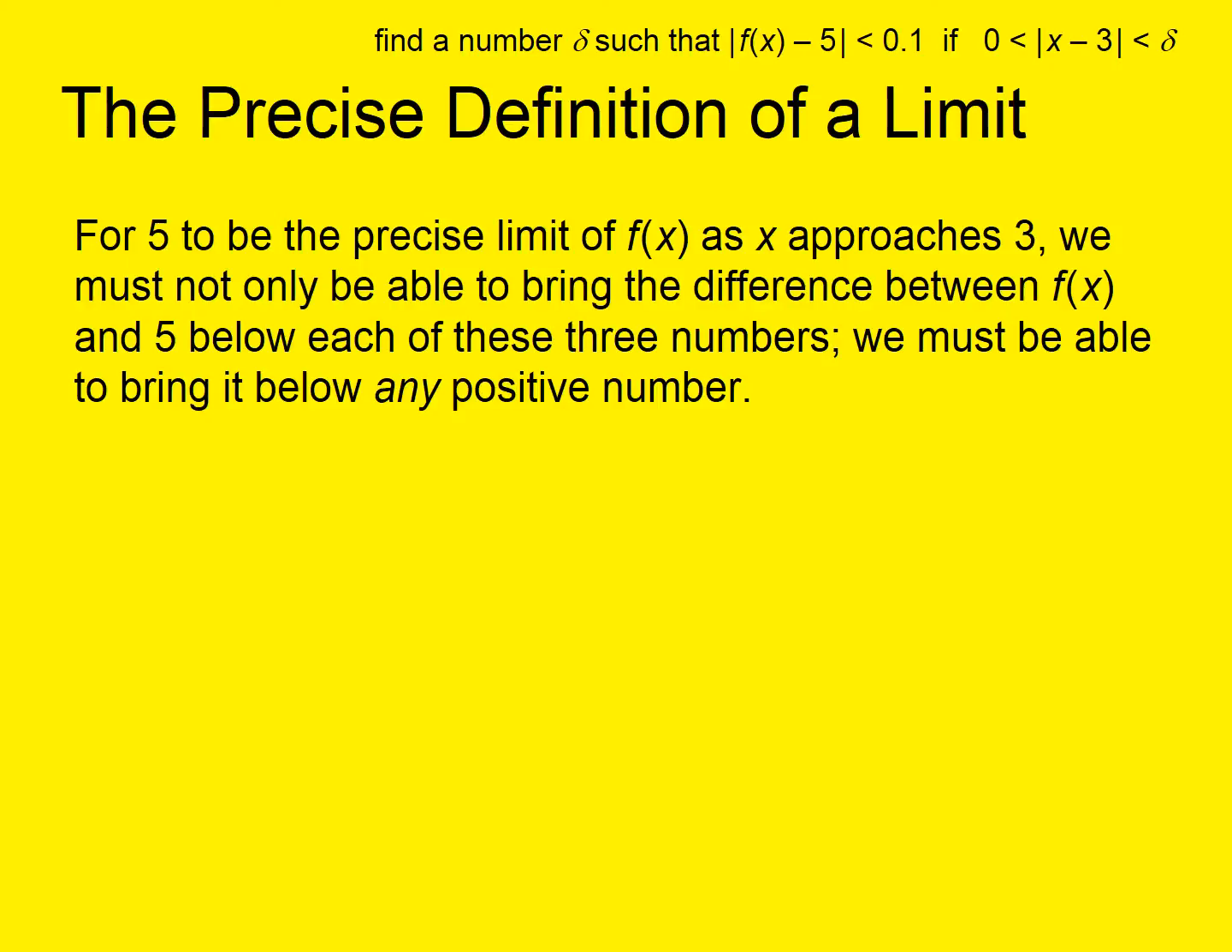Yeah, we can always do it. We can do it all day. We'll just change our delta to make the difference between f of x and 5 happen below each of these three numbers. We must be able to bring it below any positive number.